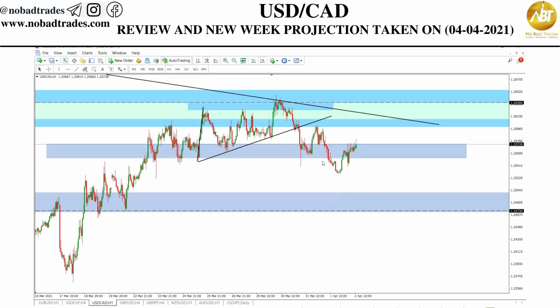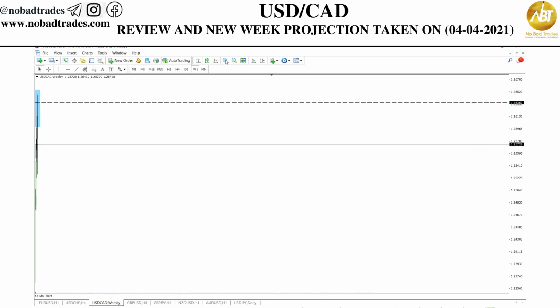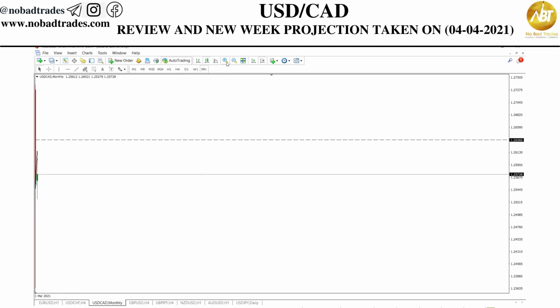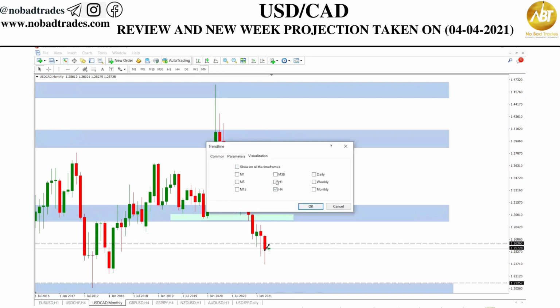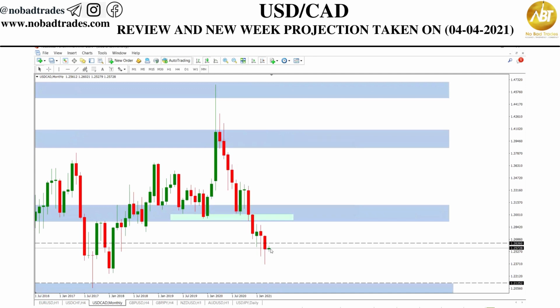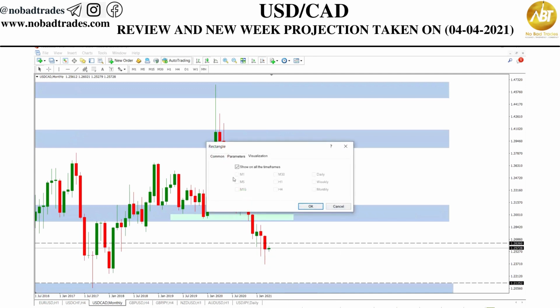So now let's get straight to the point. For us to understand what to expect this week, let's clear the chart a bit and go to the weekly time frame again, or monthly time frame, because obviously we had a monthly close. Let's go to the monthly time frame again to see what has happened so far, and let's make sense of it.